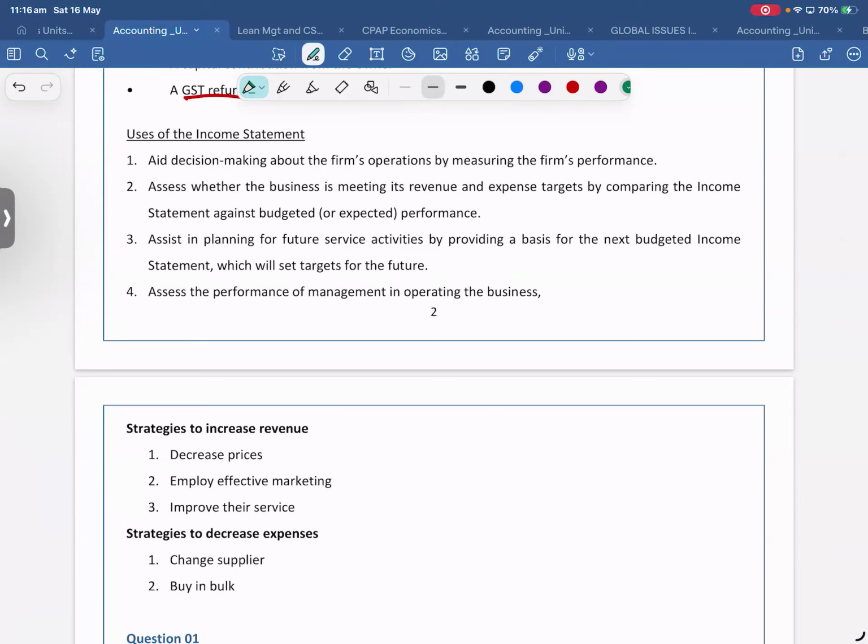Are we almost at unit 2? Yeah, we are done with unit 1. Oh, okay.